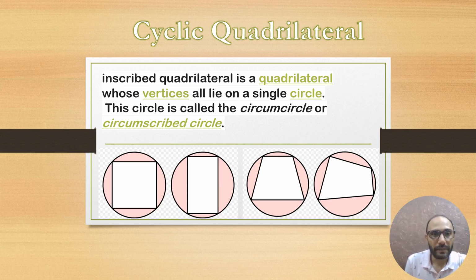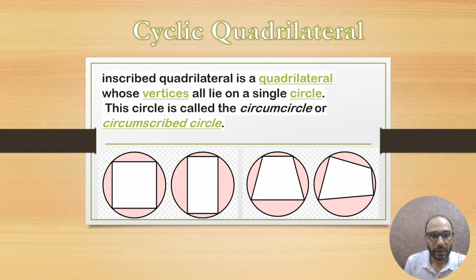Cyclic quadrilateral or the inscribed quadrilateral. Okay, cyclic quadrilateral is the same as inscribed quadrilateral. It is a quadrilateral whose vertices all lie on a single circle. Like this picture down, we have different quadrilaterals and all of them, their vertices lie on the circumference of a single circle, like that, okay?